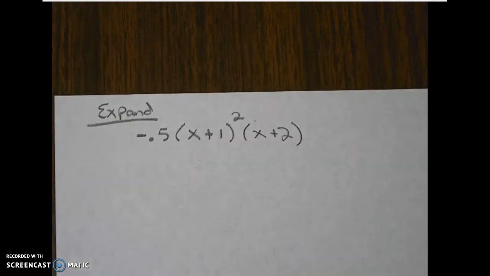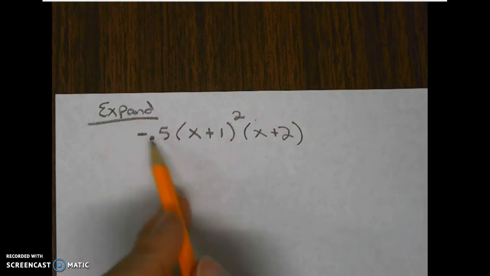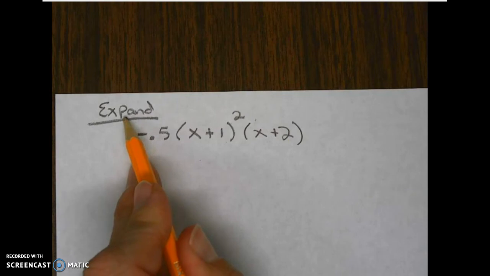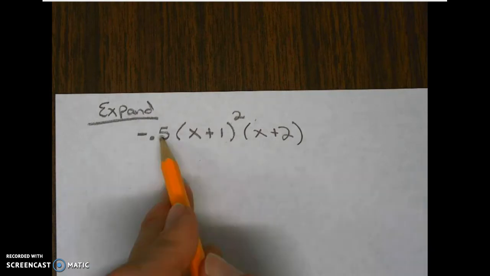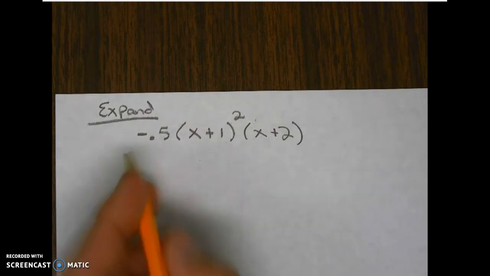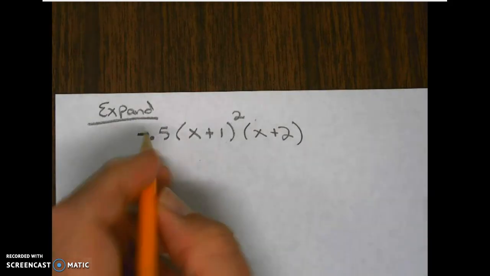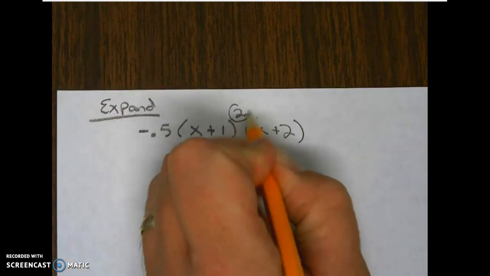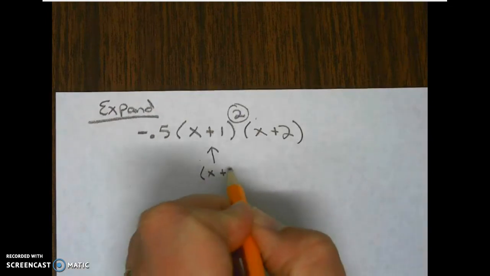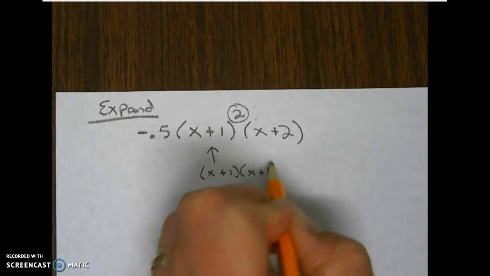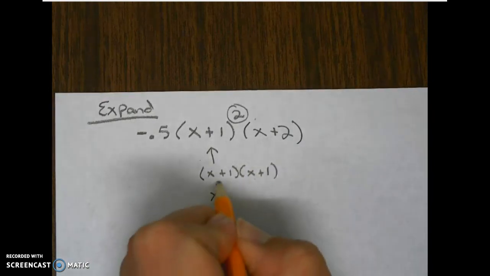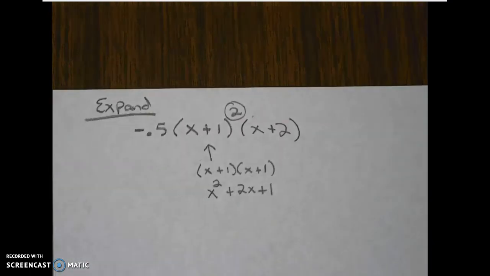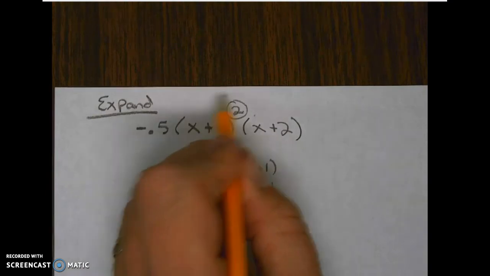Okay, so in this example, we want to expand this. So right now we're in factored form. And so if we want to expand it, that means we want to multiply these together. So if I was doing this, I would start here personally, because since it's squared, I'm going to multiply x plus 1 times x plus 1. And foiling this, I get x squared plus 2x plus 1. Okay, so that's taking care of this part.